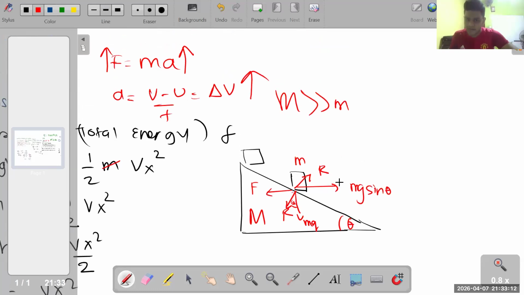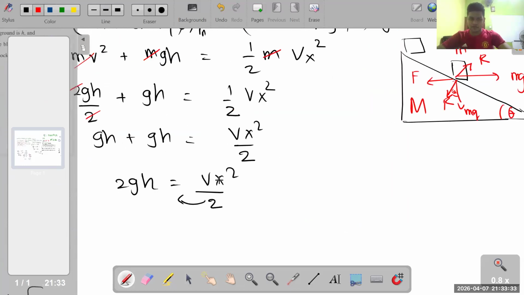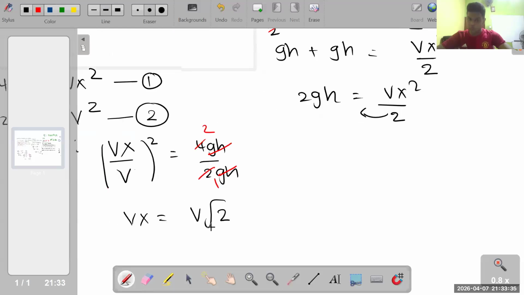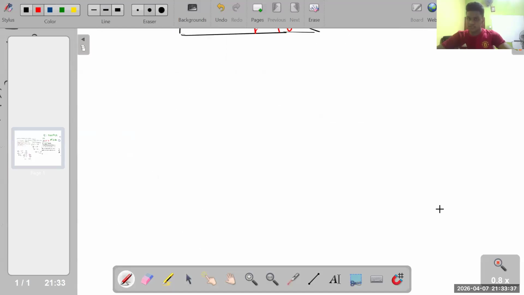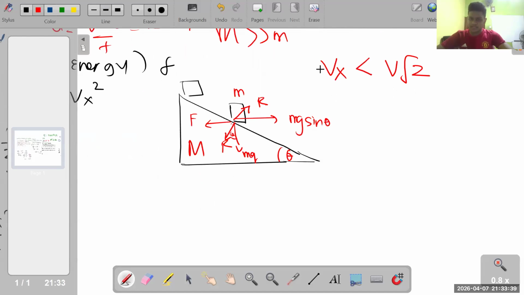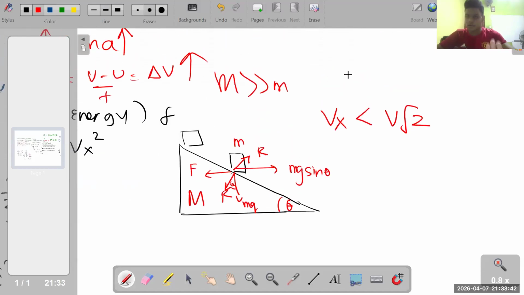Why? Because there is an extra force that is exerted. When the force is exerted, there's an acceleration, which means there's an increase in the velocity, which means the actual velocity of this object, Vx, should be greater than v square root 2. Can you understand why? Because theoretically we found that Vx is equal to v square root 2. But due to this force we considered, it is not actually equal. It is slightly greater.